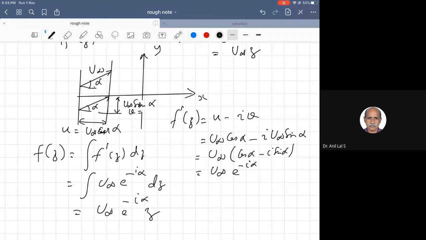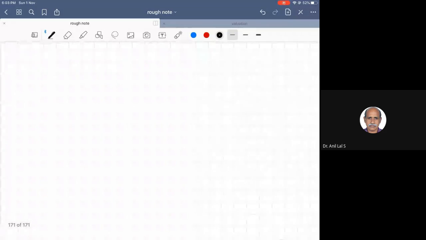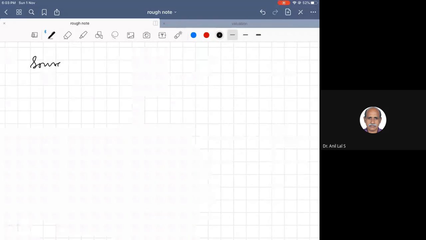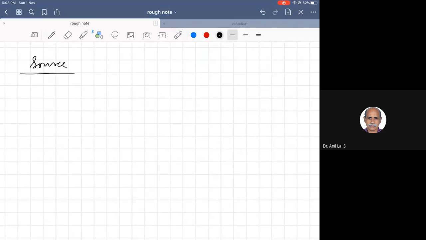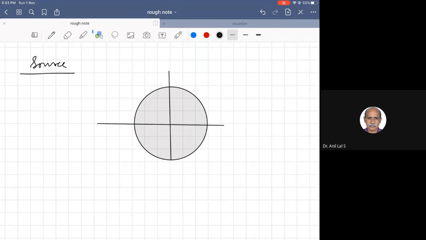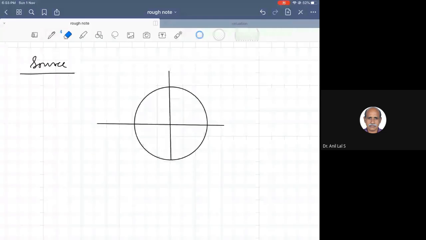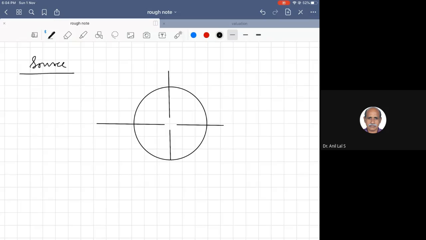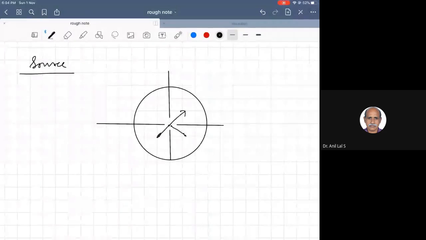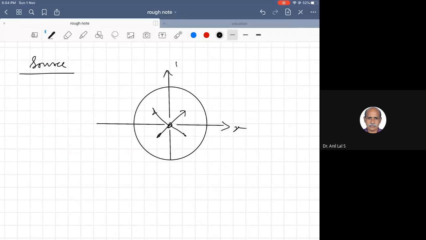This is the uniform flow. Now let us come to the source flow. Source, we know that it is like this. If you look at a circle, it consists of radial flow emanating from the origin or center. In this case, the center of the source is at the origin of the coordinate system itself. So flow is emanating here, and it will be flowing radially.